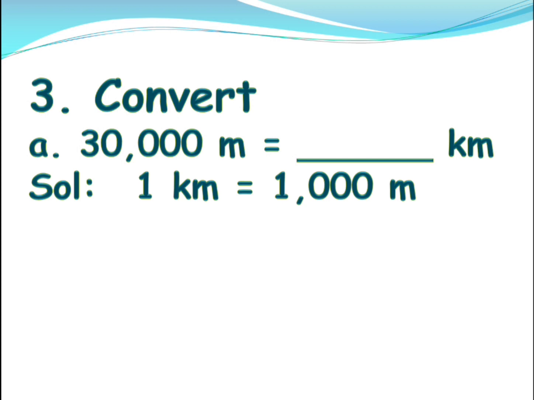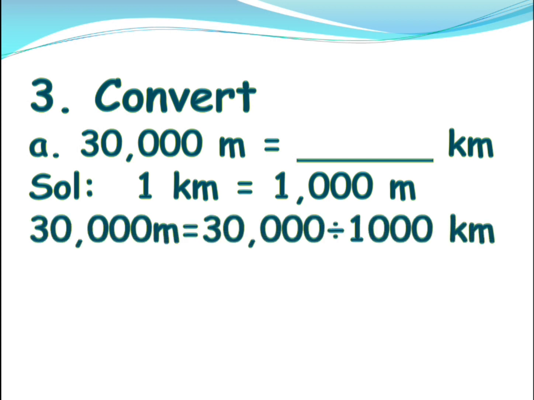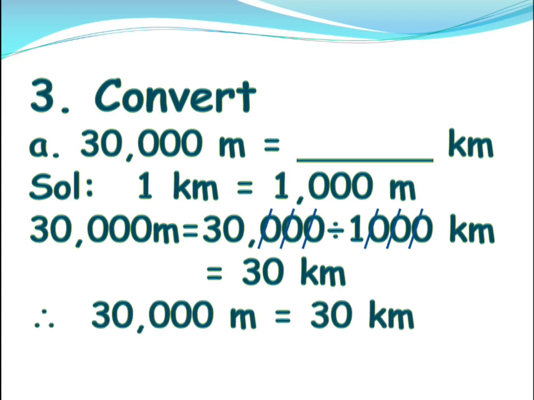Okay, so 30,000 divided by 1,000. Now, as we know, we will cancel the zeros in the dividend and the divisor. Let's see, there are 3 zeros in divisor. In dividend we have 4 zeros, so we will cancel 3 zeros in dividend and divisor, which is 1, 2 and 3. So we have cancelled. Now what is left out? 30, isn't it, children? So 30 kilometers. Okay. Now finally what you will write? Therefore 30,000 meters is equal to 30 kilometers.